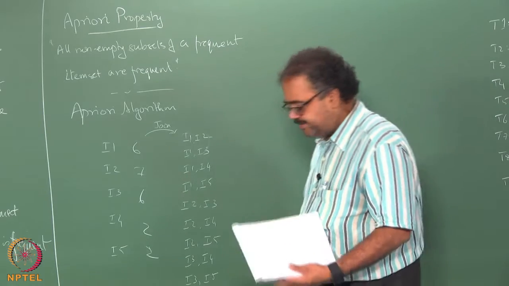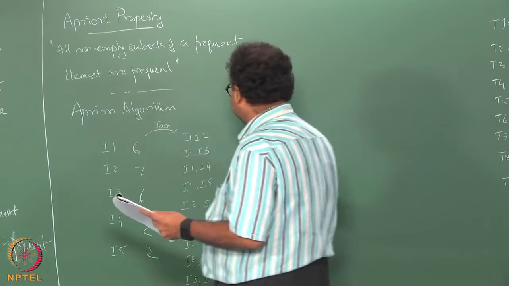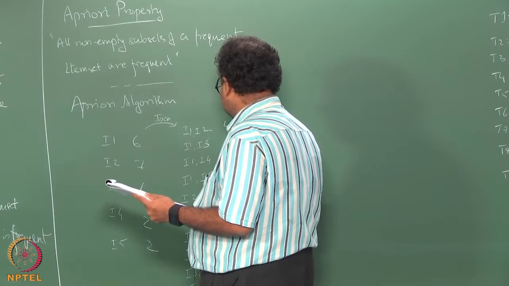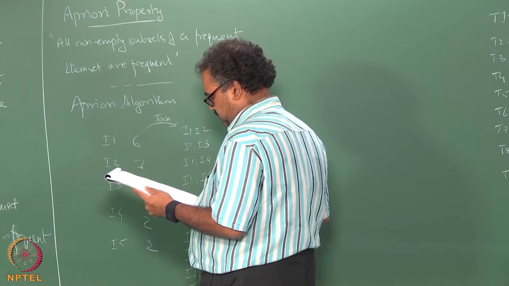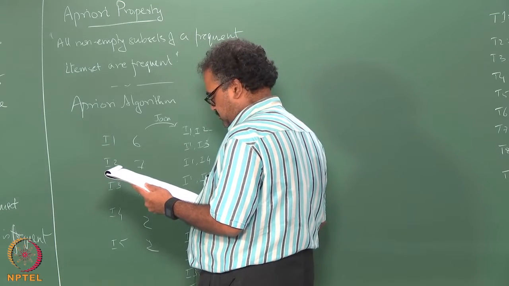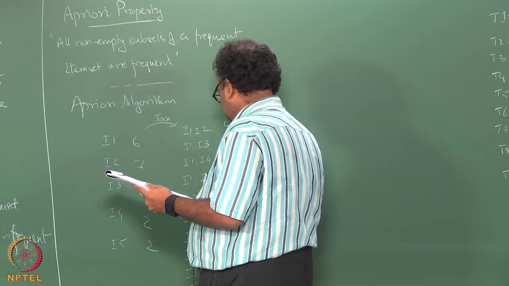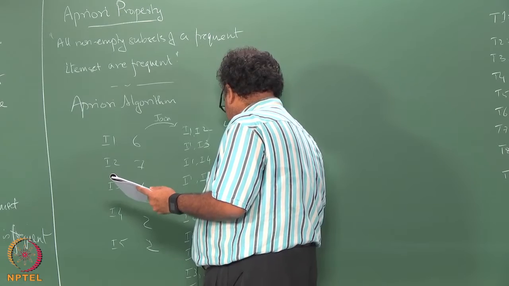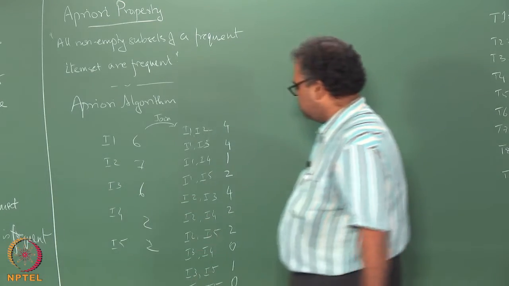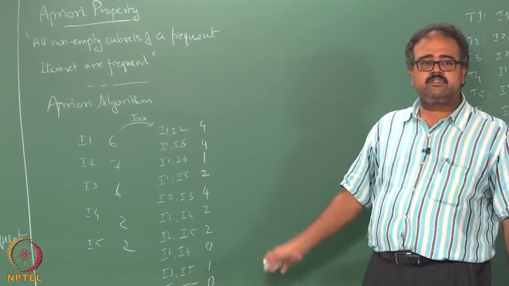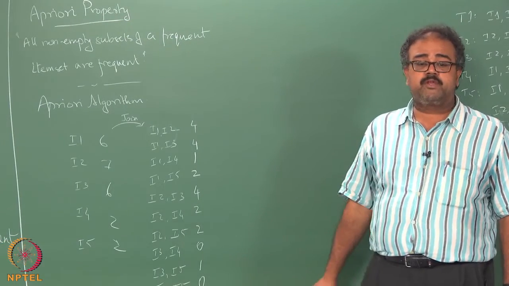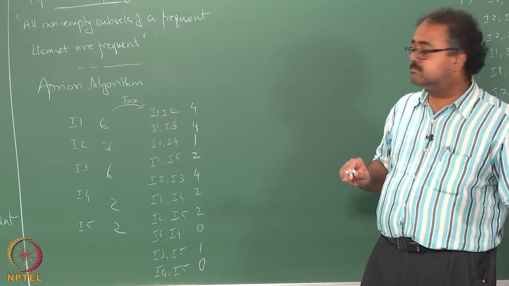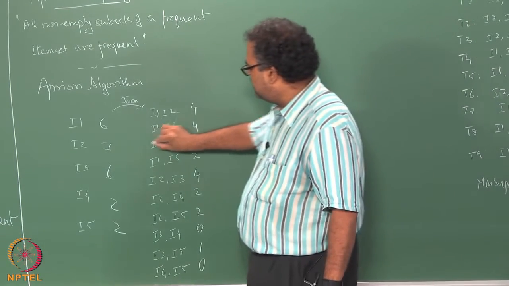So the counts for these, okay, these are the counts. Now I can do a pruning. Anything that is not frequent I will throw out. So what are the things that are not frequent? That.